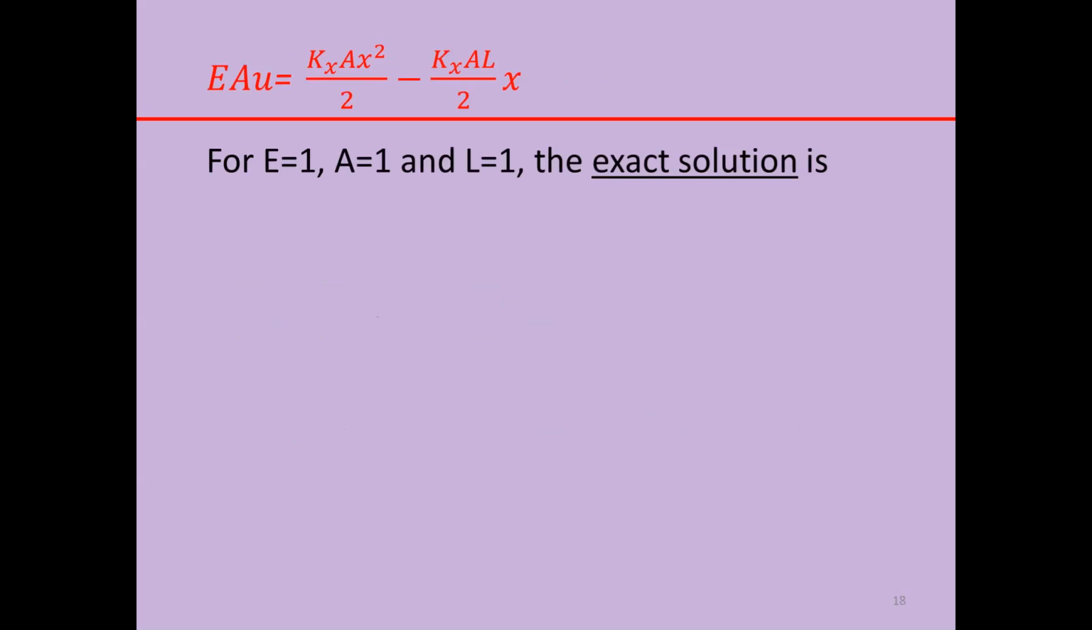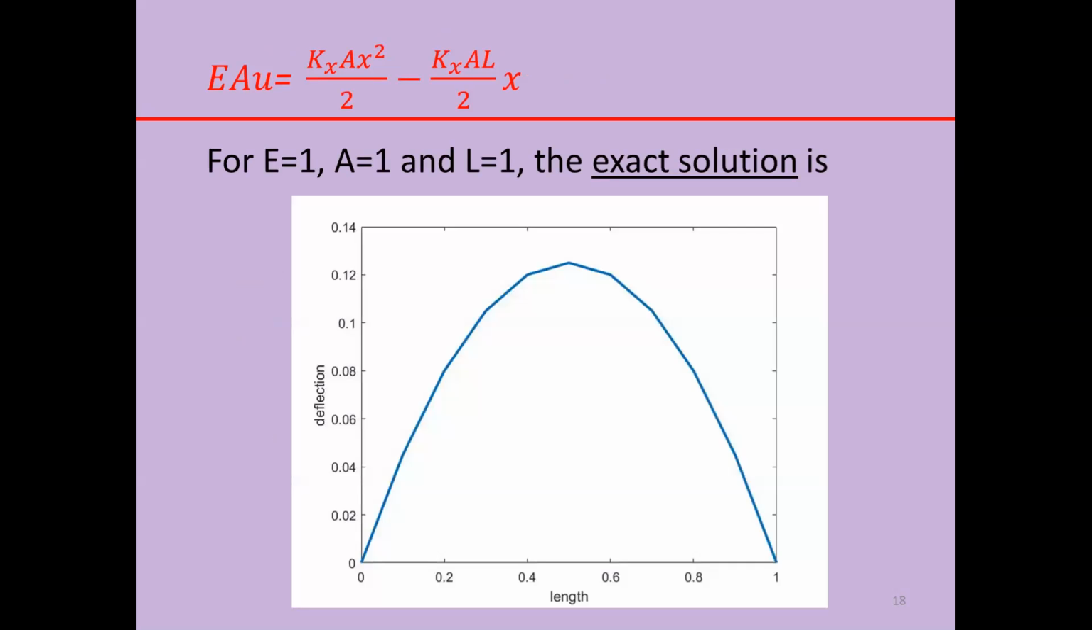For E is equal to 1, A is equal to 1, and L is equal to 1, the exact solution is plotted on the graph. Kindly notice that this particular plot happens to be symmetrical along the central axis, and the deformation is 0 at the two ends, that is x is equal to 0 and x is equal to 1. These were the boundary conditions which we have chosen.